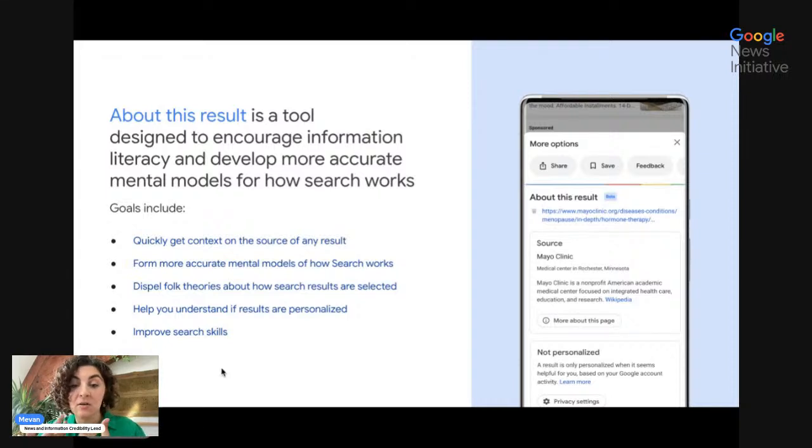But the idea of this feature is to encourage people to have more readily accessible information literacy tools. So to quickly give them context on the source of any result and to help them improve their own search skills, be more critical about the things that they're seeing, and understand where that extra piece of context is that I need to decide if this is the right result for me.